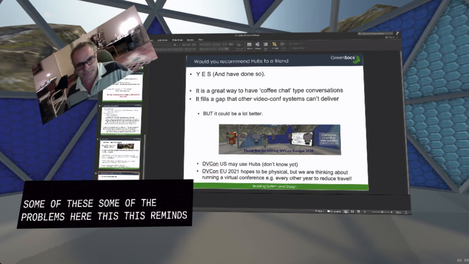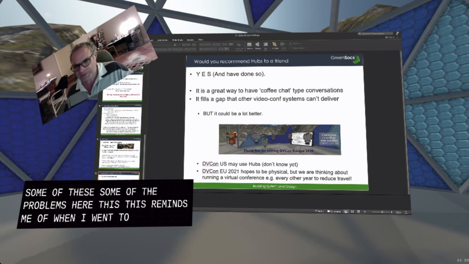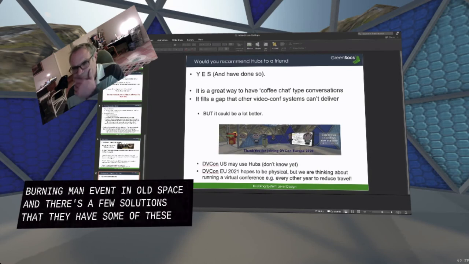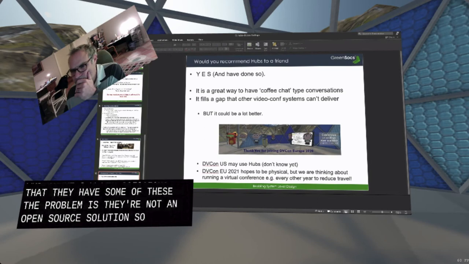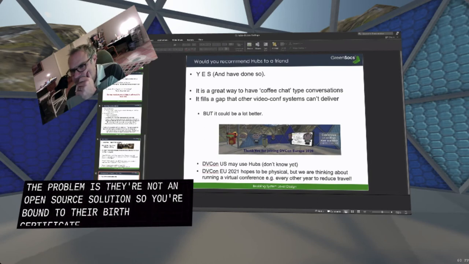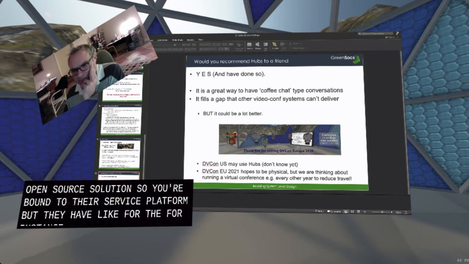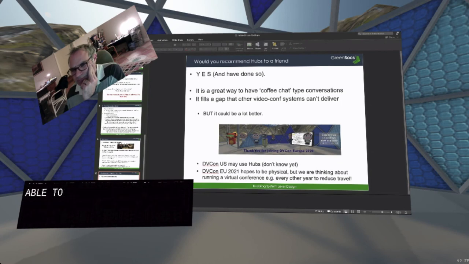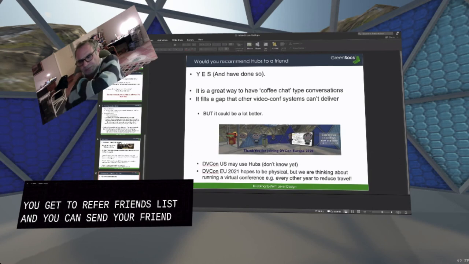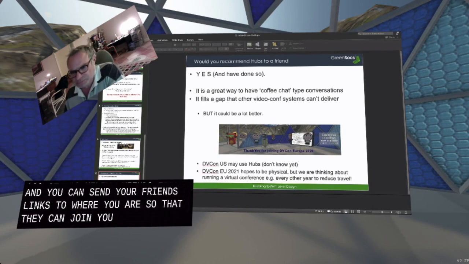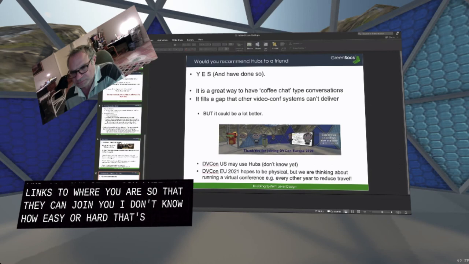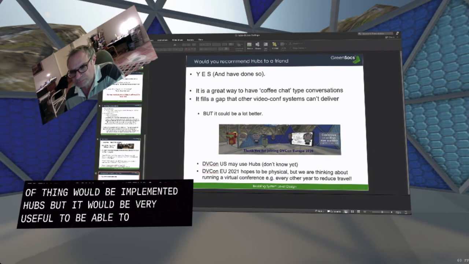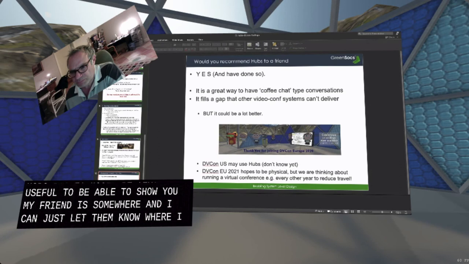This reminds me of when I went to the Burning Man event in AltspaceVR, and there are a few solutions that they have to some of these problems. The problem is they're not an open source solution, so you're bound to their platform. But for instance, for finding other people, they have a friends list feature, and you can send your friends links to where you are so that they can join you. I don't know how easy or hard that sort of identity and friends thing would be to implement in Hubs, but it would be very useful to be able to let a friend know where I am so they can find me.